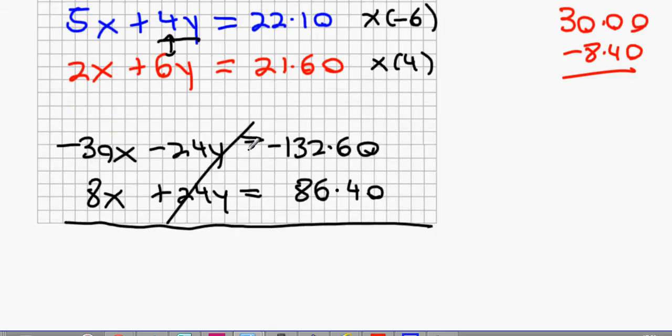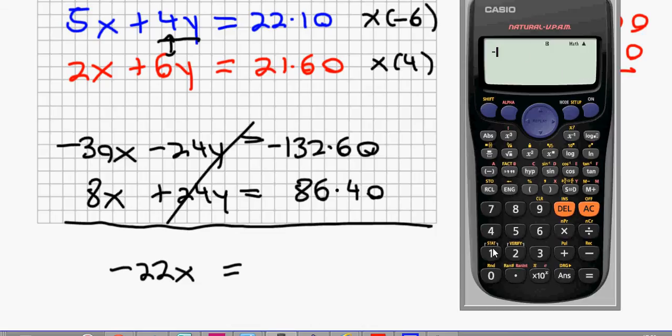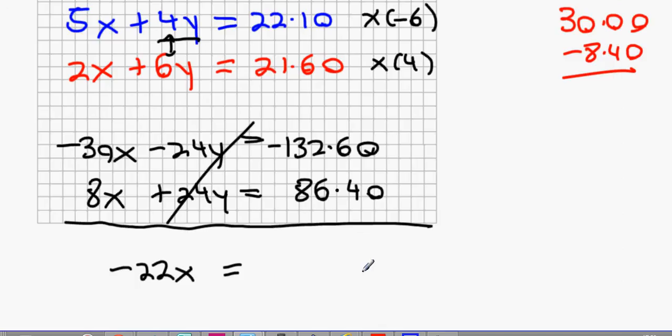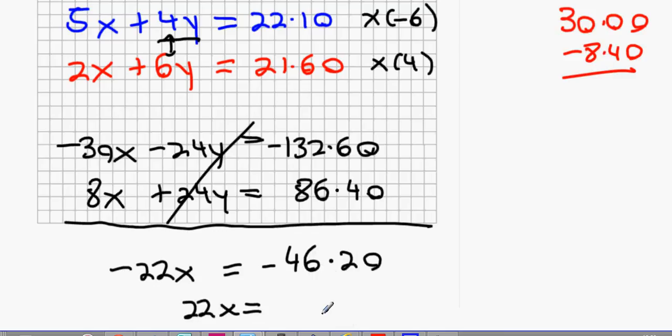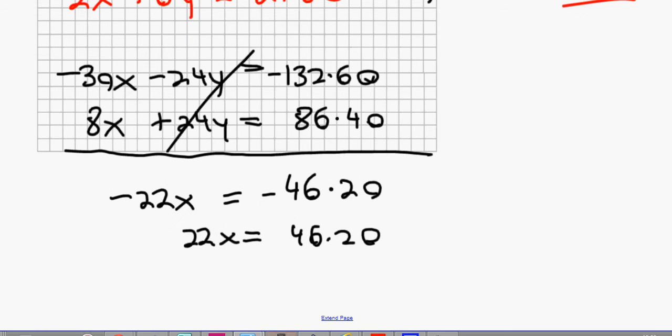Add downwards, the y's disappear as expected, and we're left with minus 22x, because minus 30x plus 8x is minus 22x, equals minus 132.6 plus 86.4, and that will get me minus 46.2. Now what I have to do next is multiply both sides by minus 1, and I'm going to get 22x equals 46.2, and then I'm going to divide it by 22.